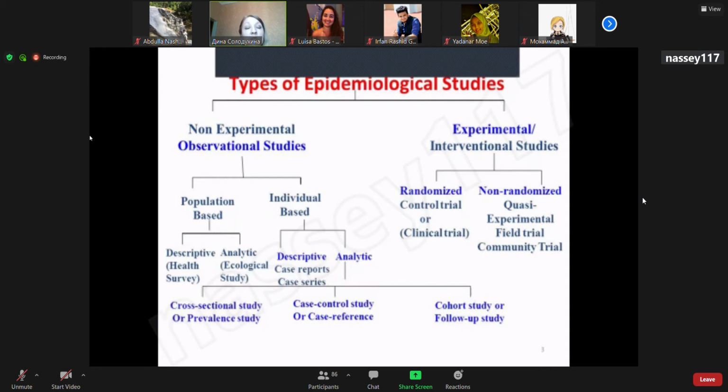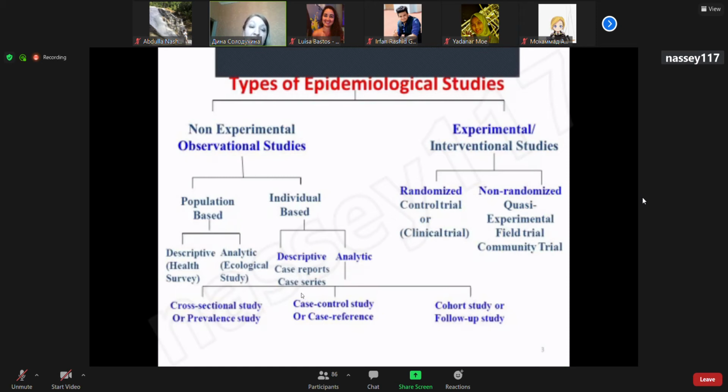If you look at the group of observational studies, the main difference in the two groups of studies is whether it is a population-based or individual-based study. In most cases, in clinical practice, we have individual-based studies when we look at a patient or a particular case or a particular person. And here we have mainly a descriptive purpose, and we can use either case reports or case series reports.